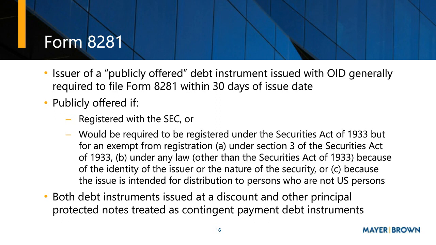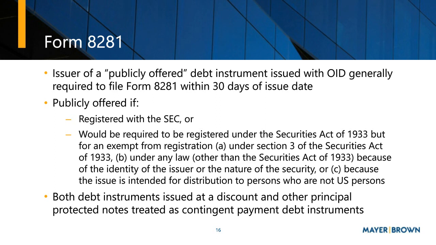So when is a note publicly offered? That's when it's registered with the SEC, which, as we know, is a pretty big chunk of structured notes. Or if it's not registered with the SEC, it can also be publicly offered if it would be required to be registered under the Securities Act of 1933, but for an exception from registration. And the one that might look the most familiar is an exception from registration under Section 3 of the Securities Act of 1933. So even though it's issued under a 3(a)(2) program, it can be subject to this reporting requirement.